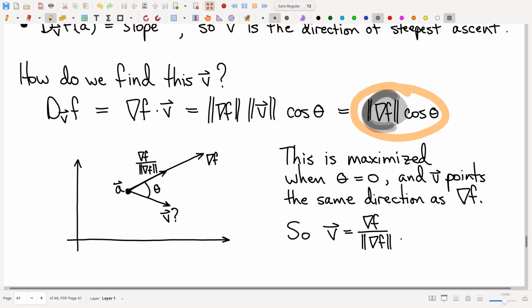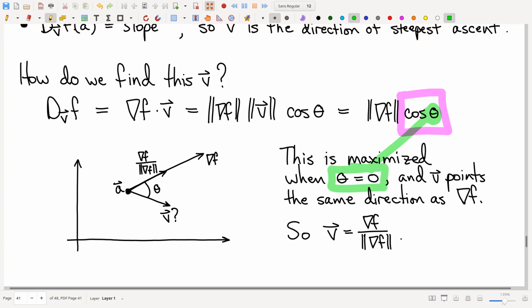And so, yes, while technically what I have in orange is what I want to maximize, it's just as good if I maximize just that, just the cosine theta. As long as that's maximized, the directional derivative is maximized. And this is great news because it's super easy to maximize cosine. You maximize cosine when theta is 0. Nothing to it.